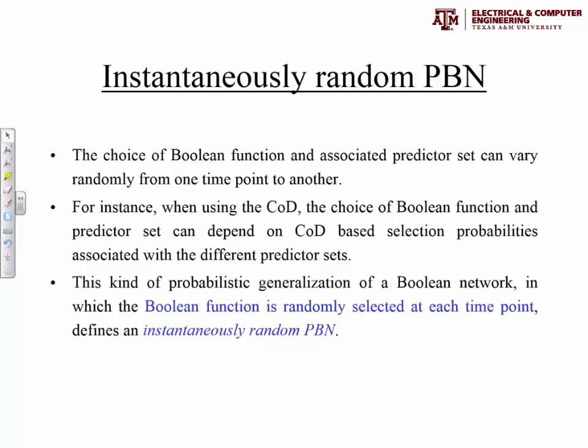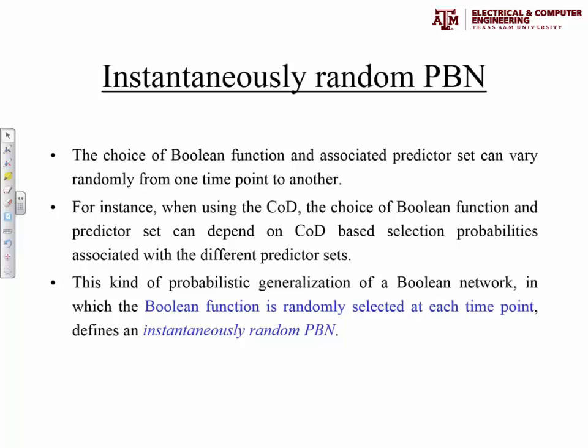Well, there are different ways. And again, all this is more theory than actual practice. One way to do that is, for each gene, you could have a number of predictors, and you have their CODs. So you could assign the probabilities in the ratio of the CODs.